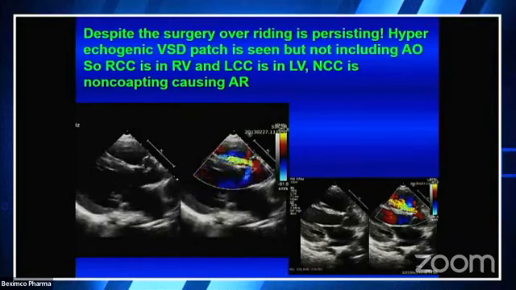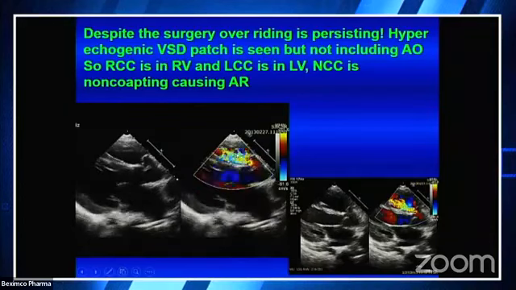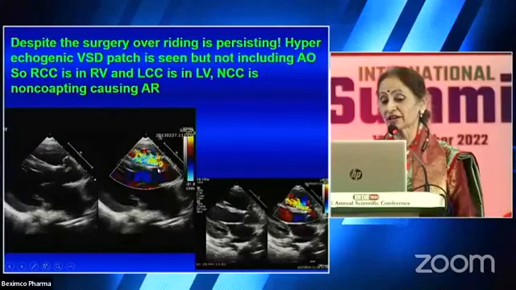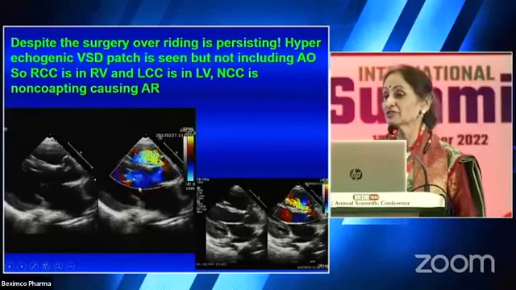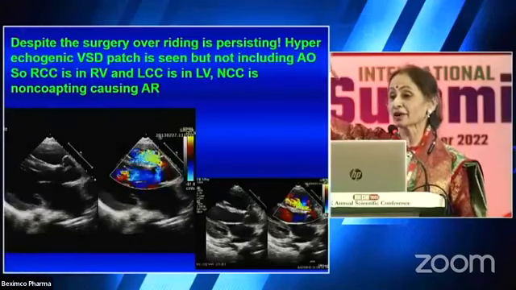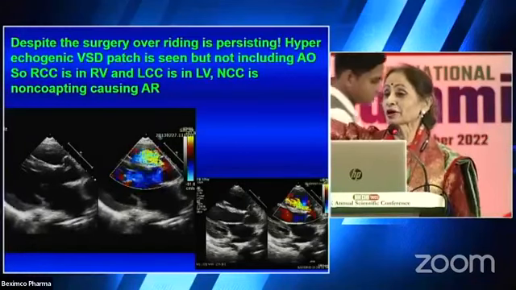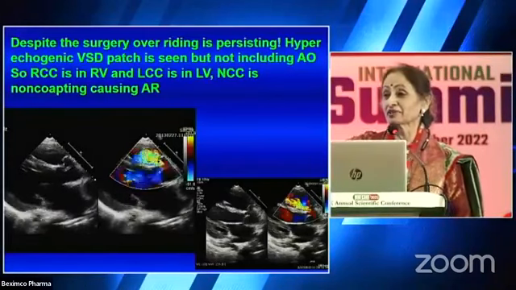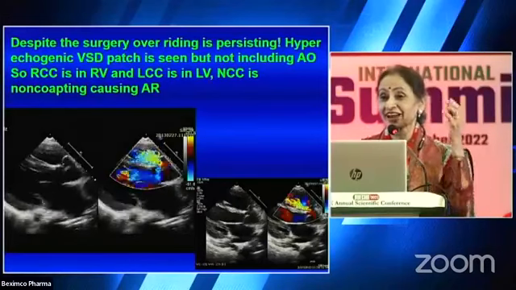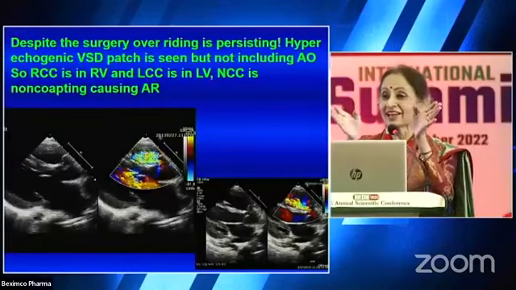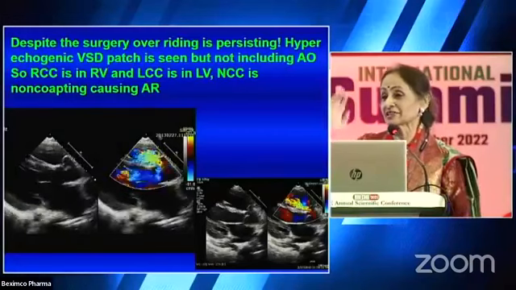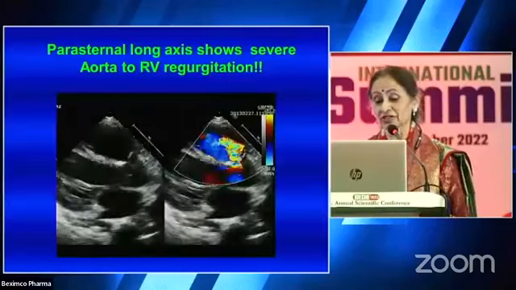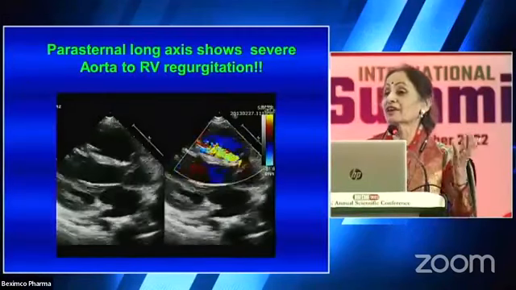None, isn't it? So here is the patch. The VSD patch is closed and you see two jets, a bigger jet on the RV side and one on the LV side. That means the overriding aorta was not brought completely into the LV. Part of the cusp remains on the RV side and part on the LV side, and that overriding is still there. Now it is straddling the patch. As a result, this is the iatrogenic aortic regurgitation which is occurring into the right ventricle.